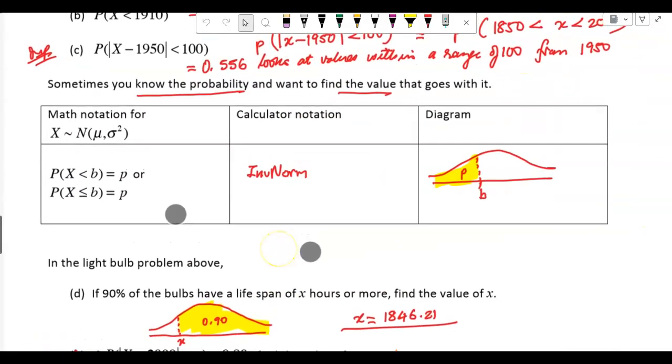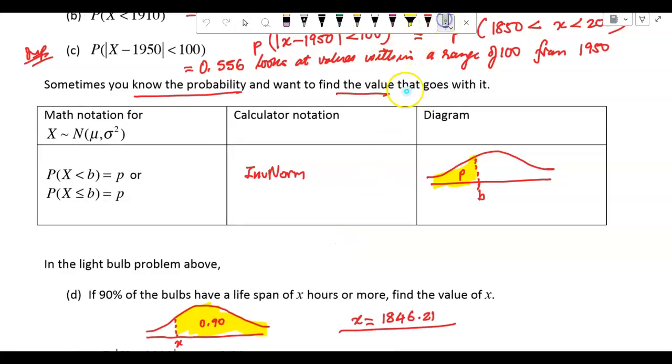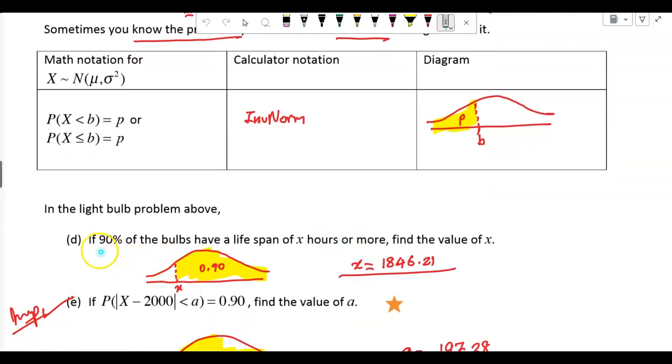Sometimes you know the probability and you want to find out the value that goes with it. That's your inverse normal. Like here they have given, if 90% of the bulbs have a lifespan of x hours or more, you have to find the value of x. So you'll use inverse normal and just fill up the form. This will become the probability.